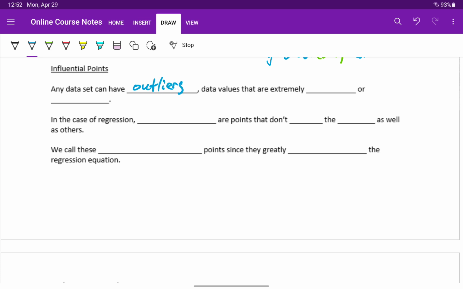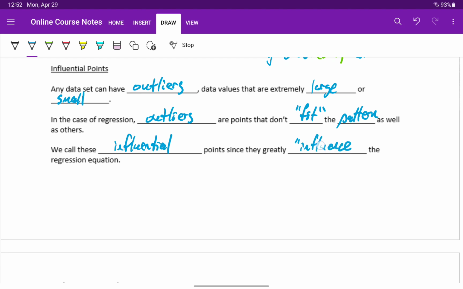can have outliers, data values that are extremely large or extremely small. In the case of regression, outliers are points that don't fit into the pattern, that linear pattern that we're looking for, as well as the other points do. We call these influential points since they greatly influence the resulting model and the pattern that we see in the data.